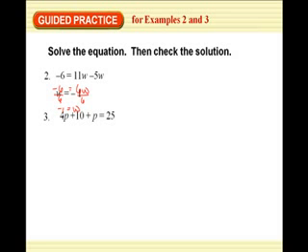Okay, this one I see on the right side, I can combine some like terms. 4p and this p make 5p plus 10 equals 25. Then you just solve it. Minus 10 from both sides. Bring down the 5p because the 10's cancel out. Divide by 5. P equals 3.